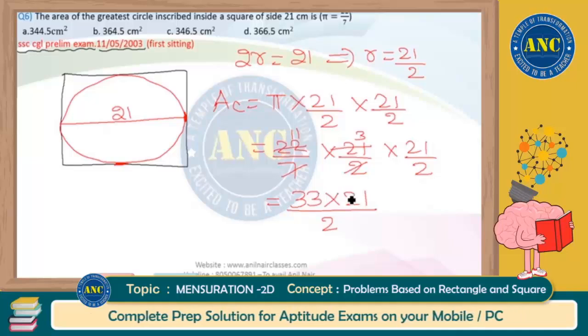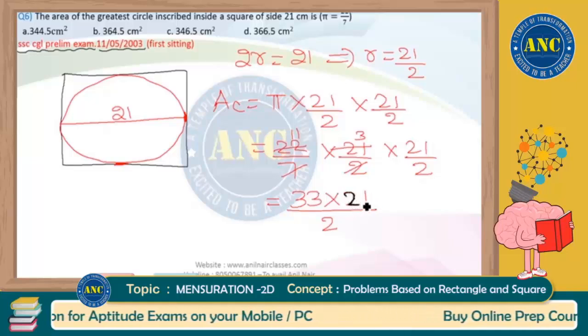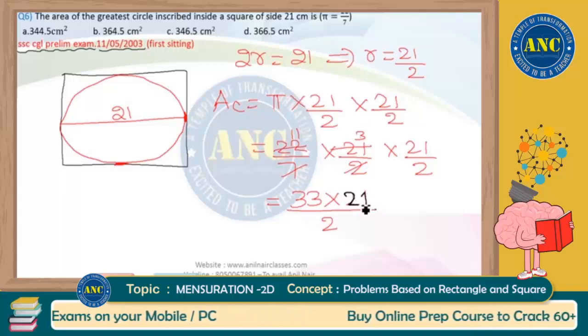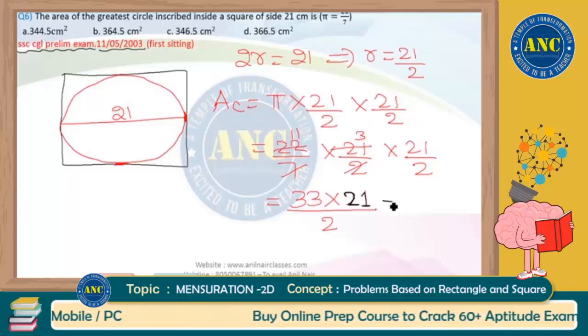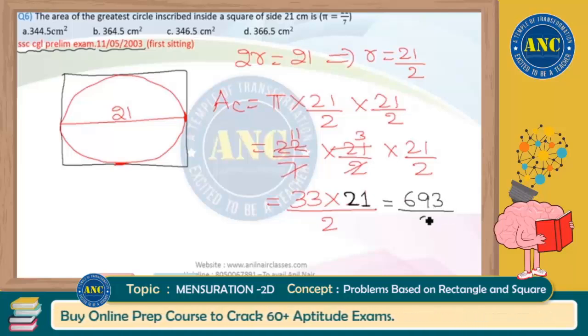What is 33 into 20? 33 into 20 is 660. But they are asking you to multiply with 21. That means add another 33. 660 plus 33 is 693. 693 divided by 2 is what they are asking.